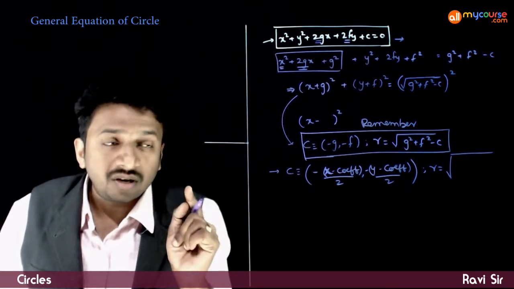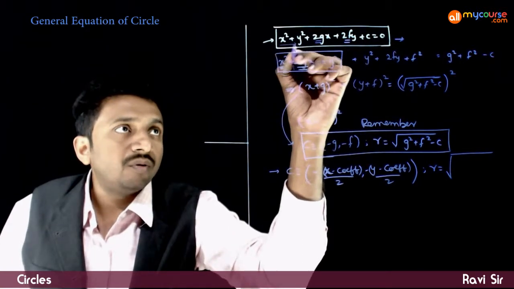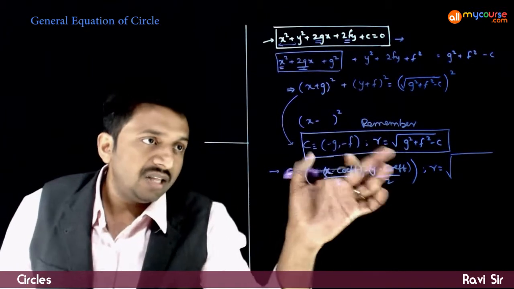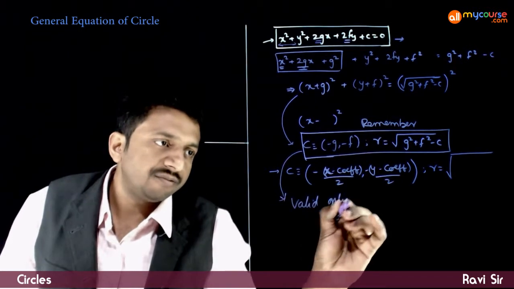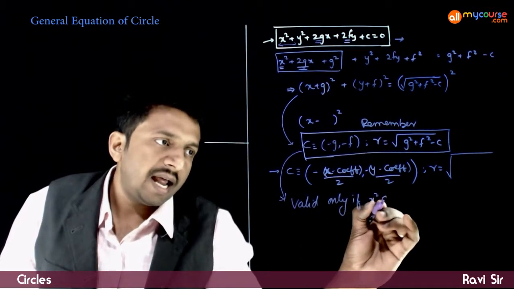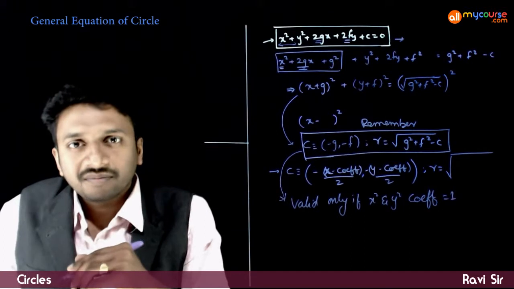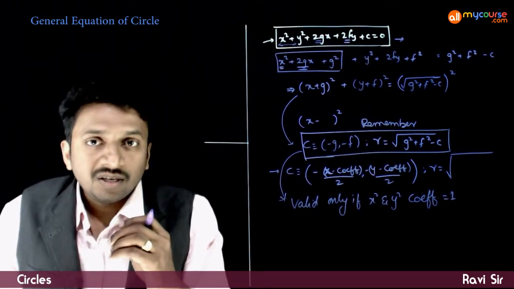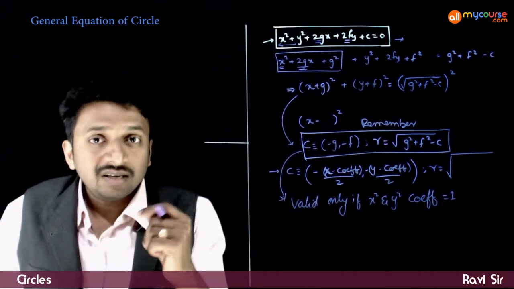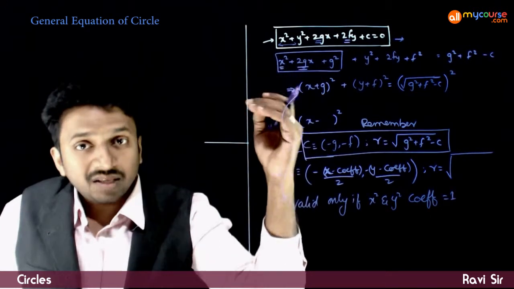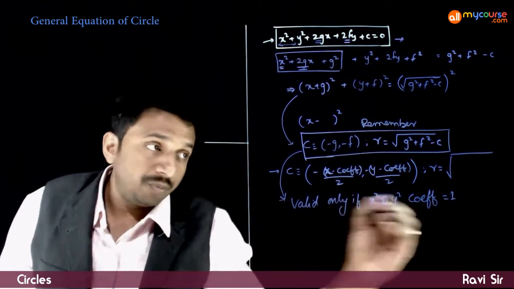And in the general equation, before applying these formulas, you need to check that x square and y square coefficients are equal to 1. So these formulas are valid only if x square and y square coefficients are equal to 1. So sometimes, to confuse you, you'll be given the x square and y square coefficient other than 1. So in that case, before applying this formula, first you need to make the coefficients 1 and then you can apply this formula. So I hope you have understood this.